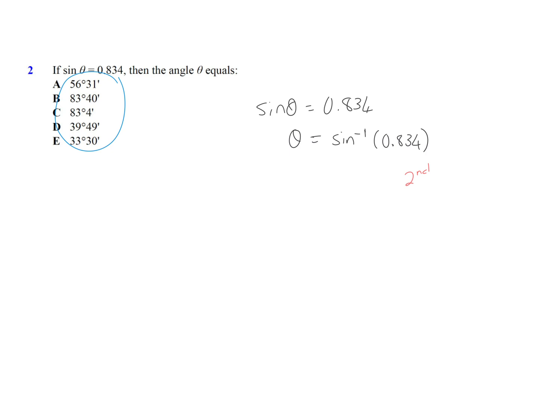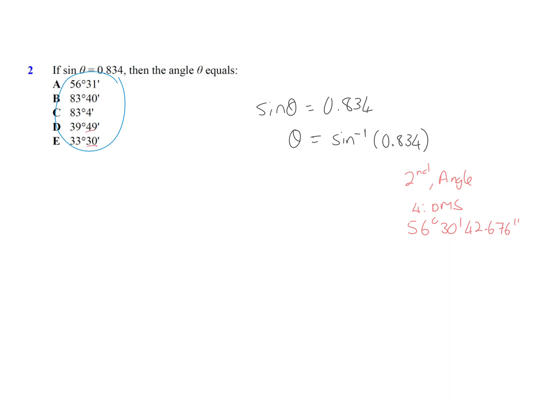You go second, and after second you will press angle. Then you choose option 4, which is DMS, and the following will show on the screen. 56 degrees, 30 minutes, and 42.676 seconds. Now if I look at these options, they only have minutes.